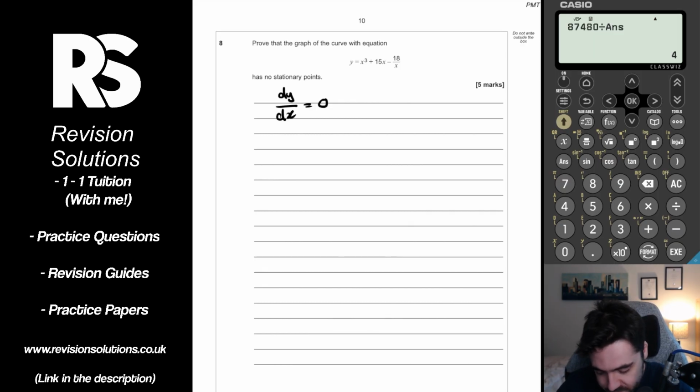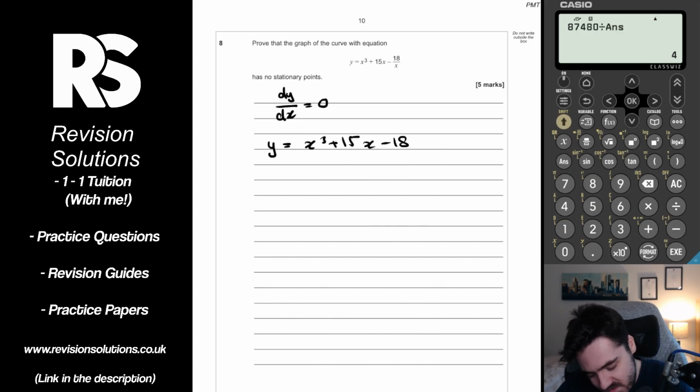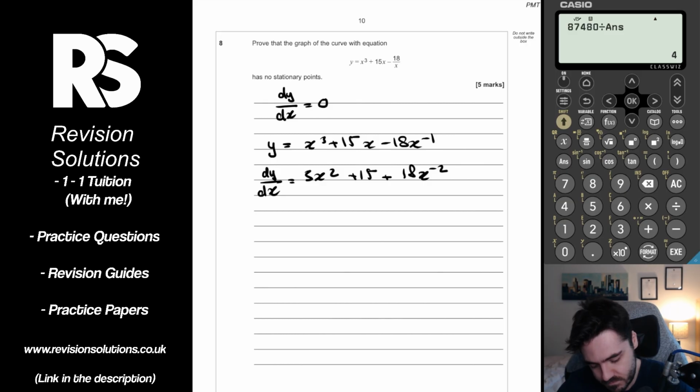So first we're going to need to differentiate. Let's start by just writing everything as a power of x. So we'd have x cubed plus 15x, and it would be minus 18x to the minus 1. Then dy by dx would be 3x squared plus 15, and then plus 18x to the minus 2. And we want to solve that equal to 0.